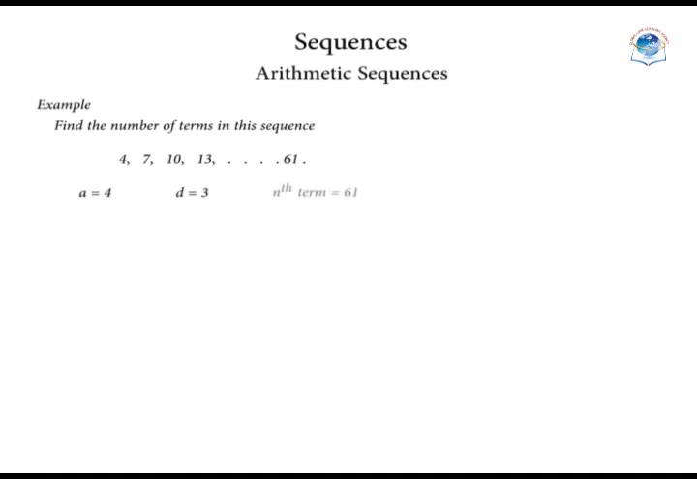We can say the nth term is 61. We equate A plus n minus 1 times D to 61. So 4 plus n minus 1 times 3 is equal to 61. 4 plus, open the bracket, 3n minus 3 is equal to 61. 3n is 60 and n is equal to 20. So 61 is the 20th term, and being the last one, it means there are 20 terms in this sequence.